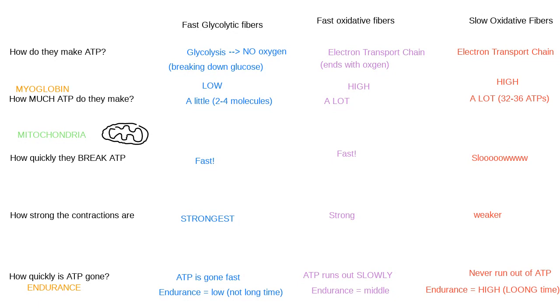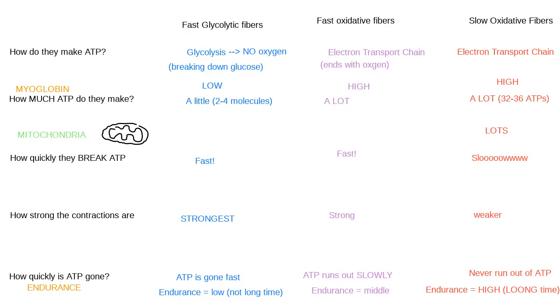Yeah, we're questioning again. Mitochondria are the location of the electron transport chain proteins. So anybody who uses the electron transport chain is going to need to have a lot of mitochondria. So it's my slow oxidative fibers. They're going to have lots of mitochondria.